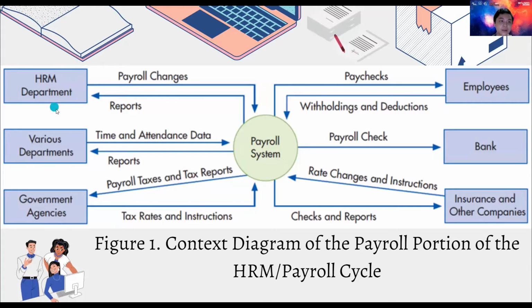Let's start from the HRM department. The HRM department will give the input of payroll changes to the payroll system, and then the payroll system will give the output of reports to the HRM department. Same thing with the various departments, which will give the time and attendance data as data flow to the payroll system, and the payroll system will give the output of reports data flow to various departments. All of these, the HRM department and the various departments and the others, are the entities, and these entities can be said to be data destination or data source.